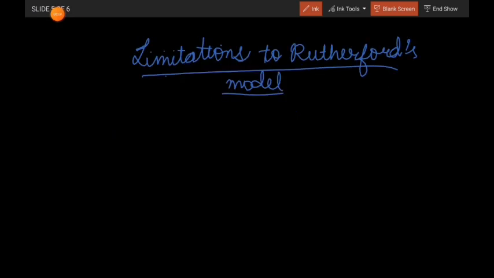Now let's discuss the limitations of Rutherford's model. Here I am giving you some hints, some words which you can take as a hint to know what the points could be. So the first limitation, I am giving you the hint as stability.